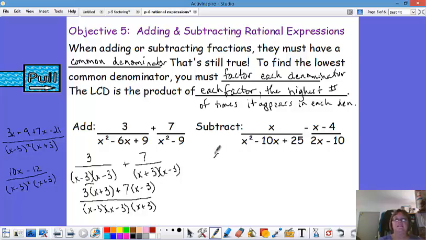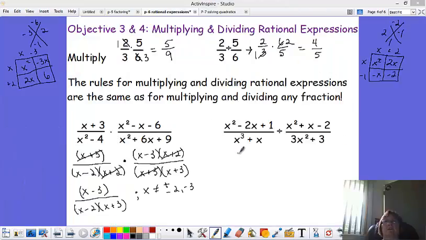This guy had on top an x, so I'm going to go ahead and leave that. On the bottom, this quadratic, oh, that's a perfect square. That's a good sign that you should check. The square root of 25 is 5, and 5 times 2 is 10. That's that perfect square trinomial again. So this one is x minus 5, and it's minus because that middle term was negative.